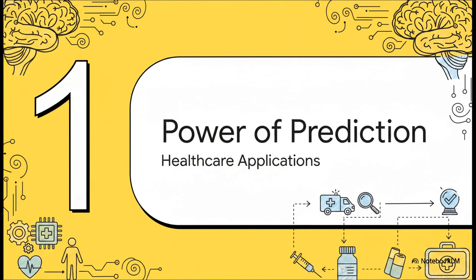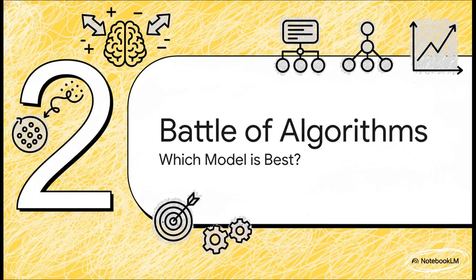All right, starting off with section 1, the power of prediction. As we just touched on, predicting outcomes in complex scenarios like medicine isn't just some neat academic exercise. It is a critical operational need. Moving right along to section 2, battle of the algorithms.